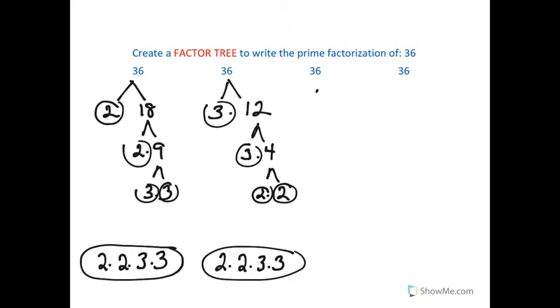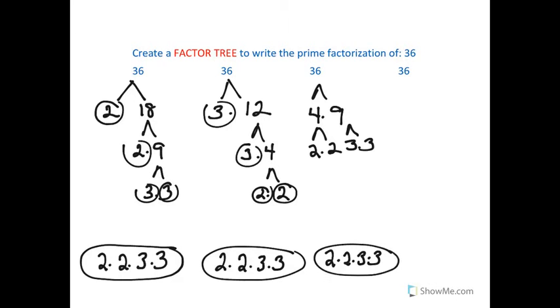Yes, we do. How about if we went 4 times 9? 2, 2, 3, 3. And 36. Let's see, how about 6 times 6? Oops, yeah, 2 times 3 and 2 times 3. We get the same thing. Put my 2's together.